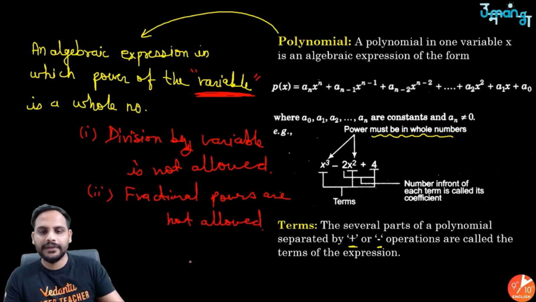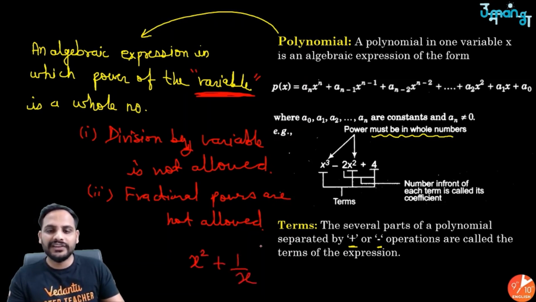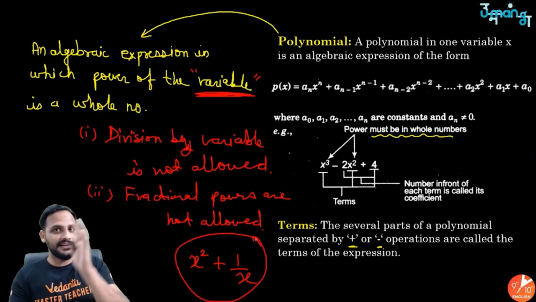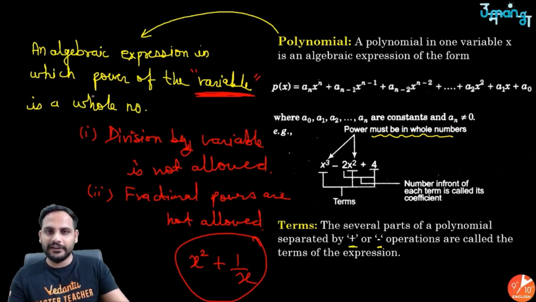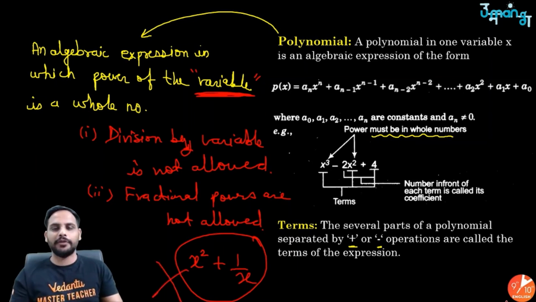For example, x square plus 1 by x. If I ask you, is it an algebraic expression? Yes, it is. But is it a polynomial? You can clearly see I am doing division by the variable x, so the power of the variable becomes negative, so it is not a polynomial.